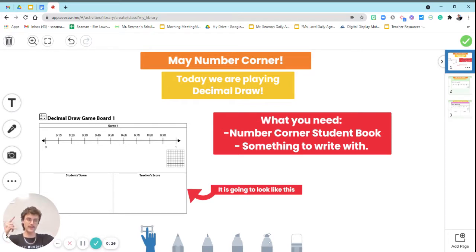Now, think in your head, maybe you could look at this chart. What do you think that means? Decimal Draw. Well, maybe we're going to be drawing out some decimals.